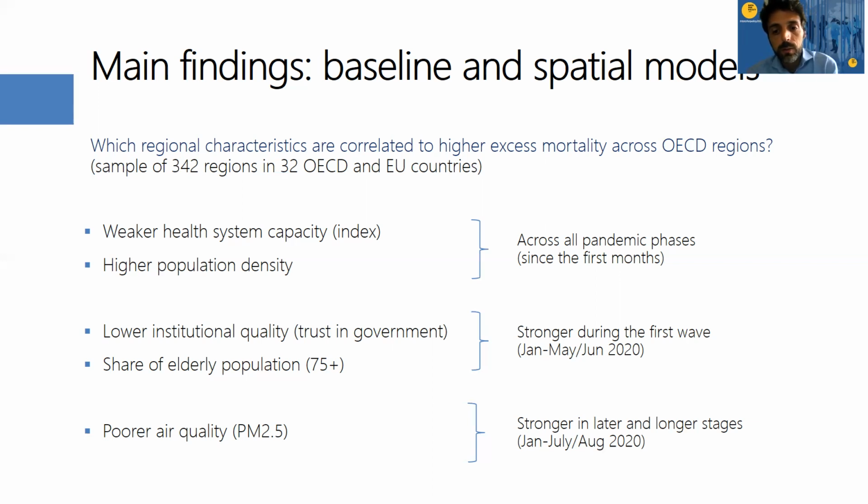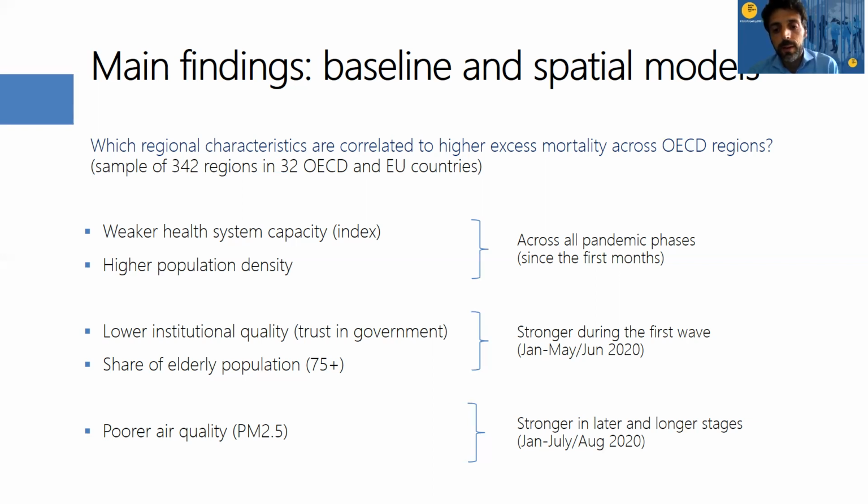Then some specific aspects, such as lower institutional quality, as proxied by trust in government, or the share of elderly population, which we know were particularly vulnerable to COVID-19. These specific regional features were playing a role, especially during the first months of the pandemic.